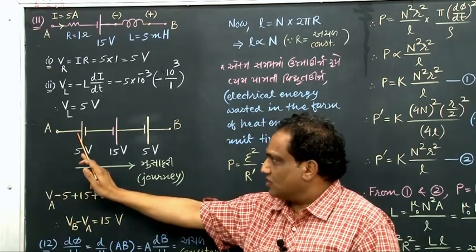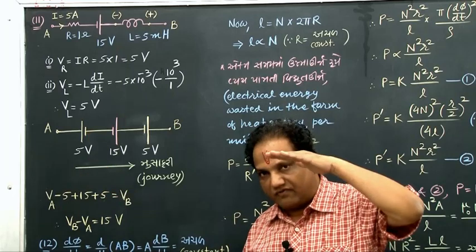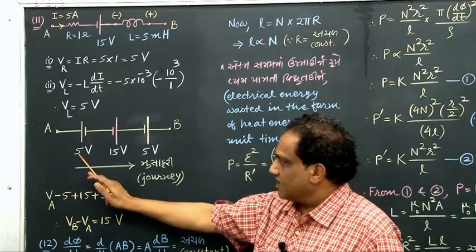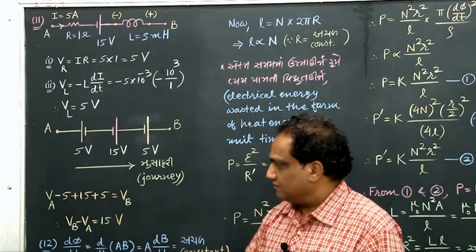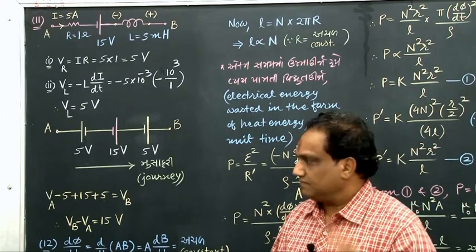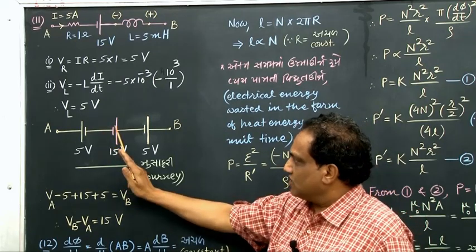Because you are going from positive to negative, potential will decrease. So you should subtract. I am just subtracting 5 volt, minus 5. Increasing then addition, decreasing then subtraction. Go from this point to this point.